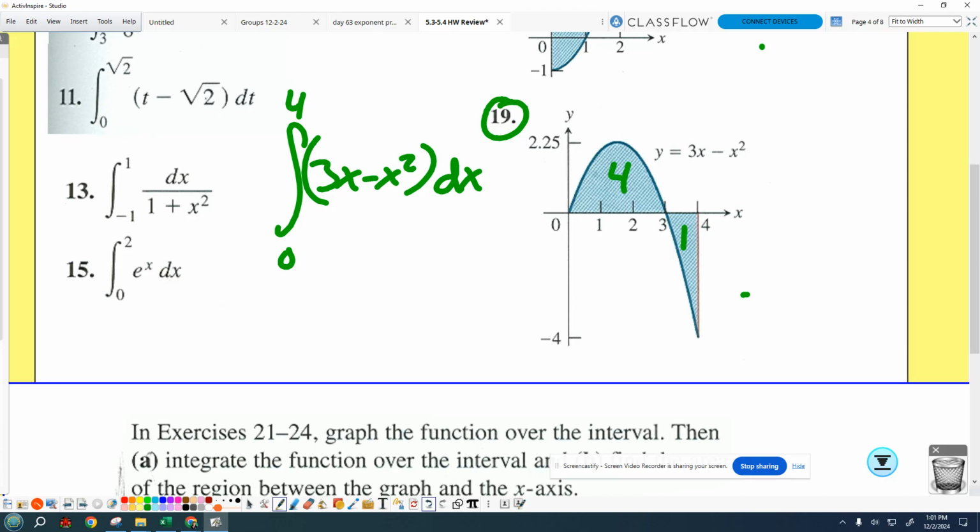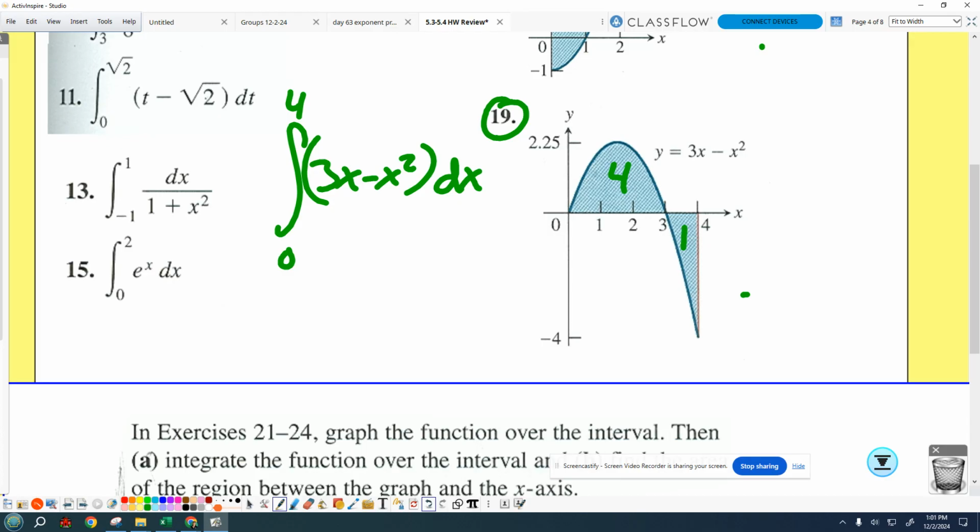If the area of that bubble is 4 and this little curvy triangle is 1, what is the integral? 3. Because the stuff below is negative, the stuff above is positive, so it would be 4 minus 1, which gives you 3. Is that telling me the total area?